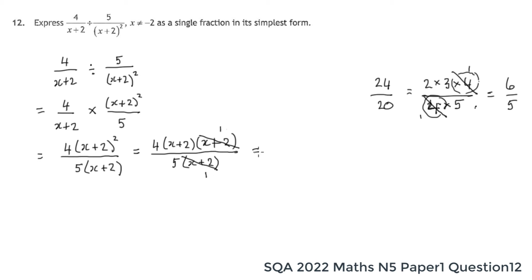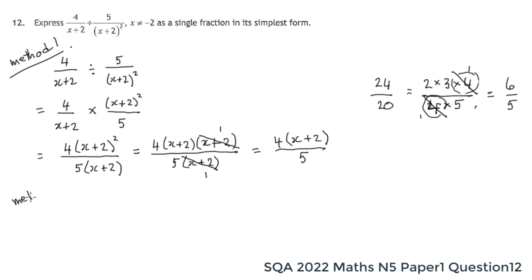And what are we left with? We're left with 4 lots of x plus 2 over 5 lots of 1. So we have 4 times x plus 2 over 5. And that's a single fraction in its simplest form. So we'll call that method 1. It's probably the method most used.